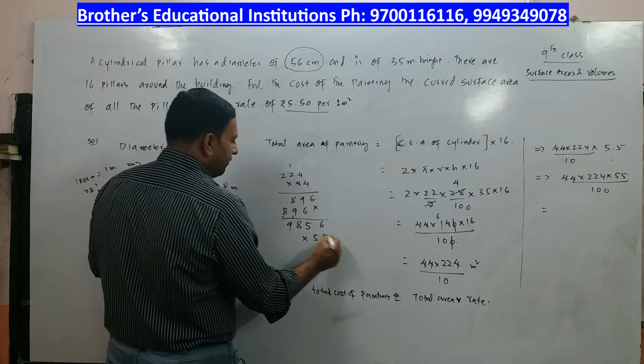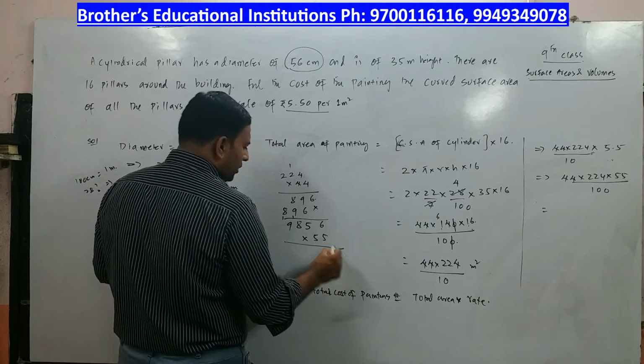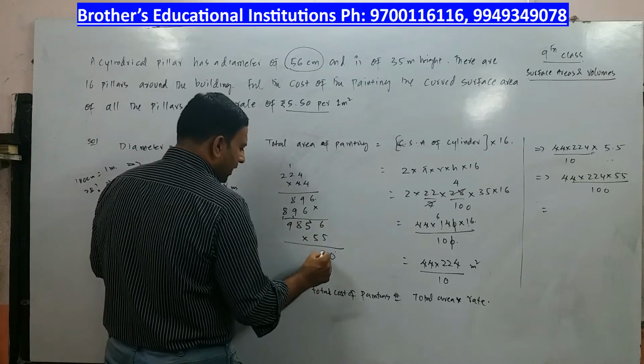Into again I have to multiply with 55. So let me multiply. 5 6s are 30, 0, 3 carry. 5 5s are 25 plus 3, 28, 8, 2 carry.